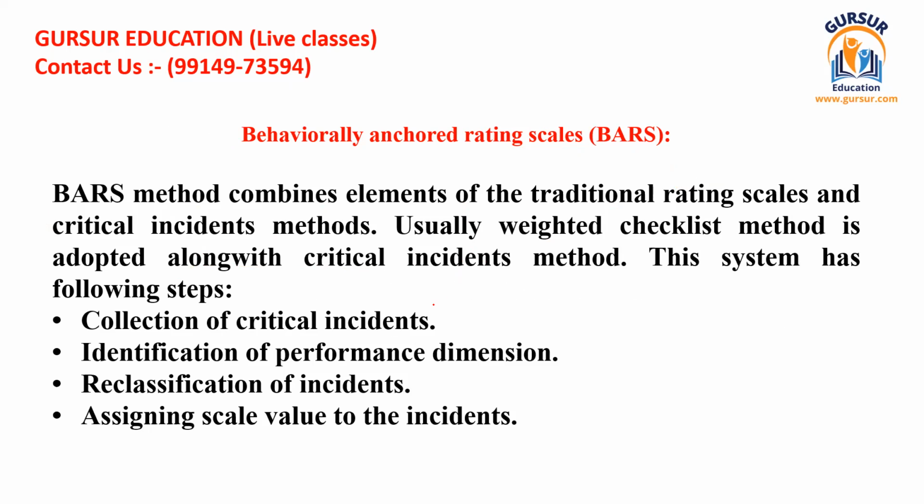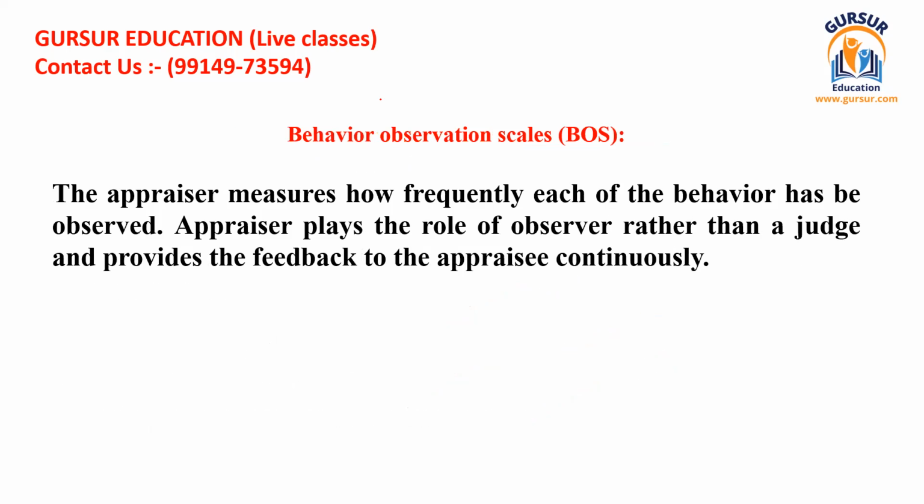Here are the following steps for BARS. The first is you collect the critical incidents. Then you identify the performance dimensions. You reclassify the incidents because maybe some changes have to be made. Then you assign values to all the incidents, like 5 to the first statement, 10 to the second statement, 15 to the third statement, and so on. And performance is evaluated after marking the ticks and multiplying the values with the assigned weights. So in this way, the evaluation is done on the basis of behaviorally anchored rating scales.